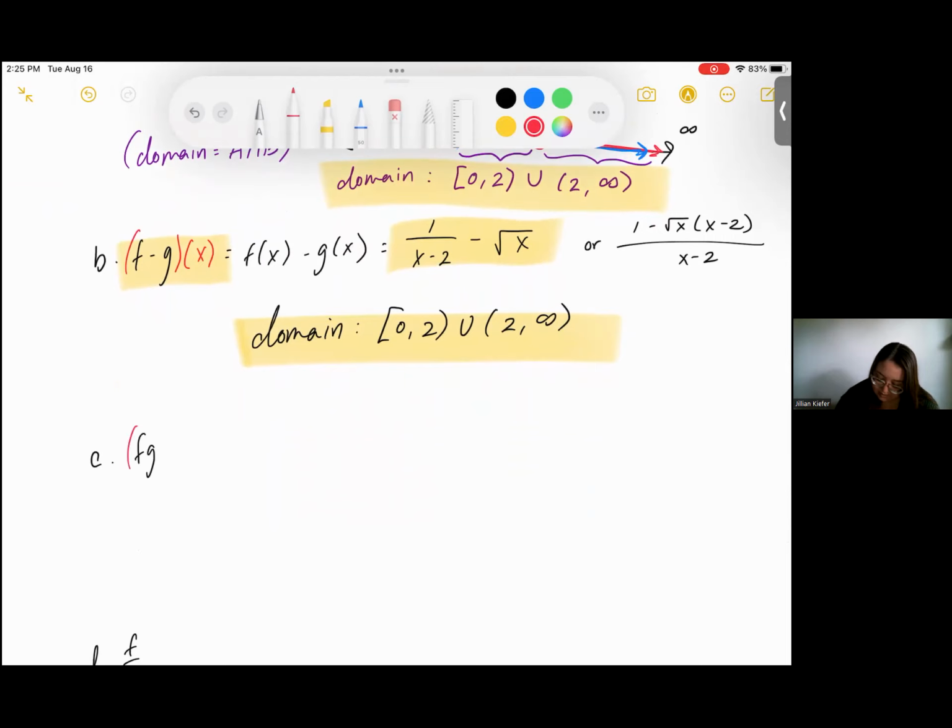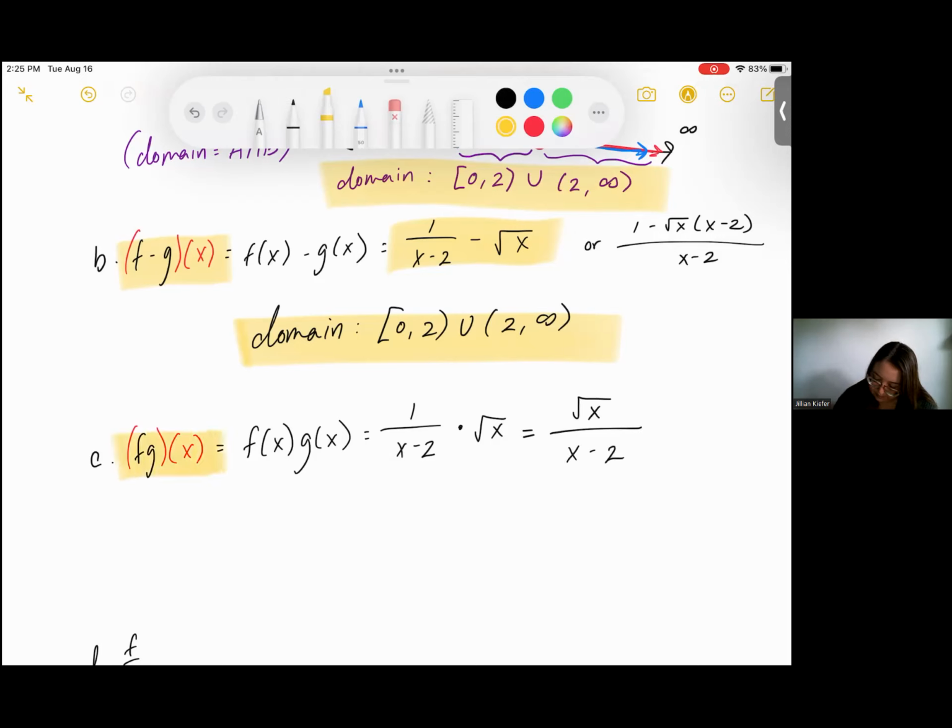Once again, this insinuates F times G of X, which is the same thing as F of X times G of X. So now we're multiplying the two functions. So we have 1 over X minus 2 times the square root of X. So we can actually combine these really easily. So we do want to do that. All that's going to happen is that that square root of X is going to go into the numerator. So we've got the square root of X divided by X minus 2. So that would be our answer for F of X times G of X.